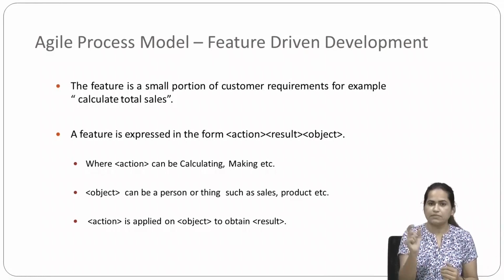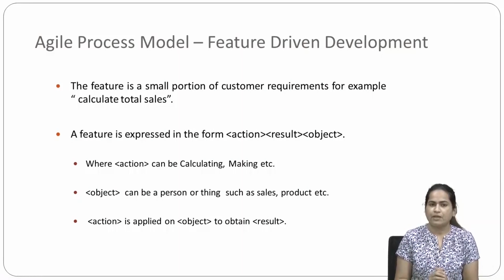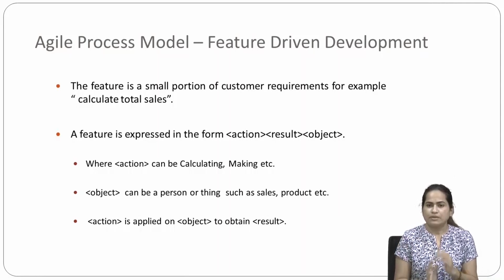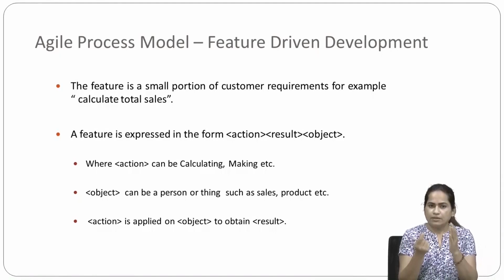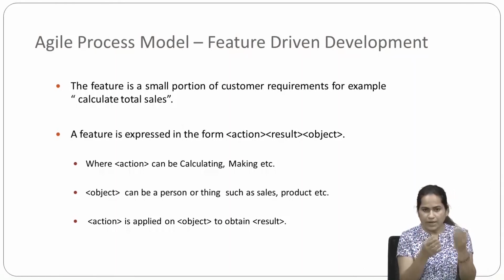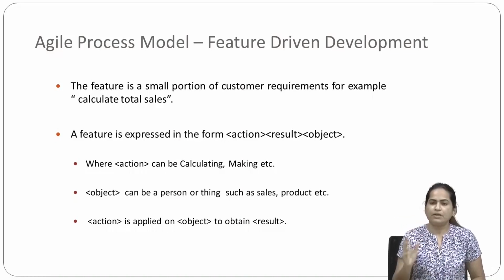So sales will be our object, and action is applied on the object to obtain the result. Getting it? Object here is what? Sales. Action is what? Calculating, which is applied to get the result. That will be our result tag.